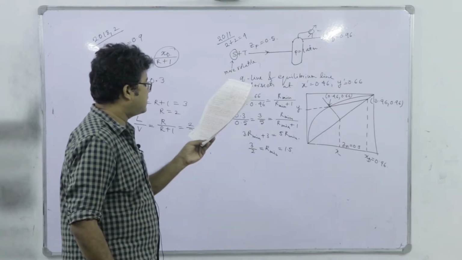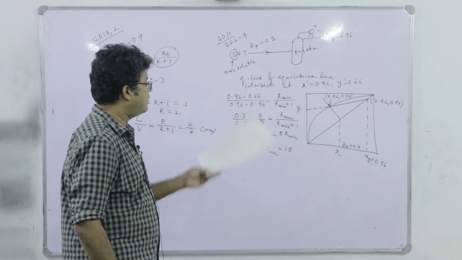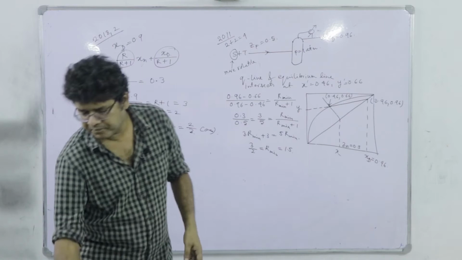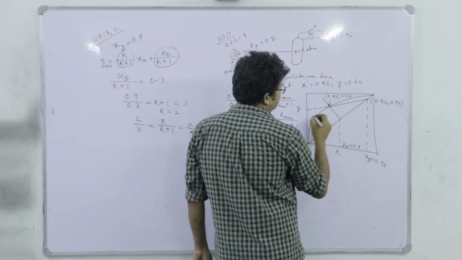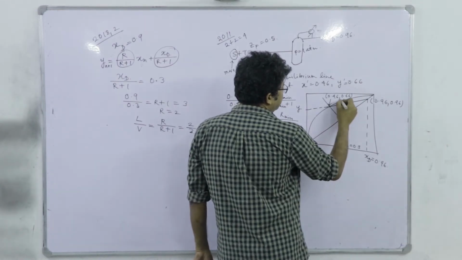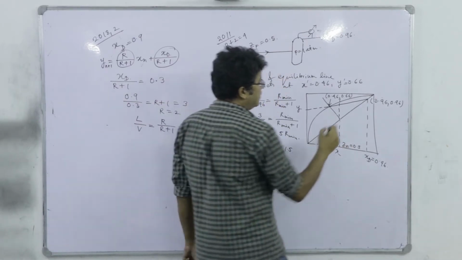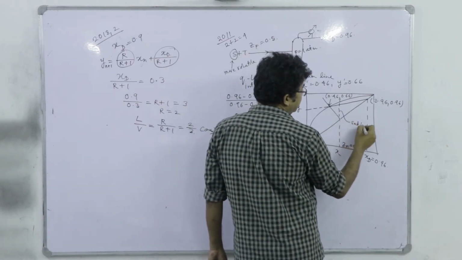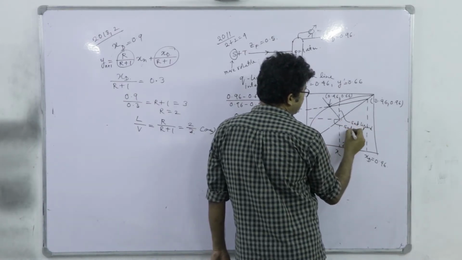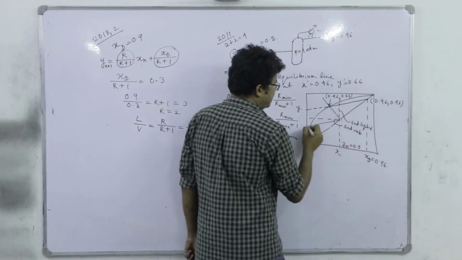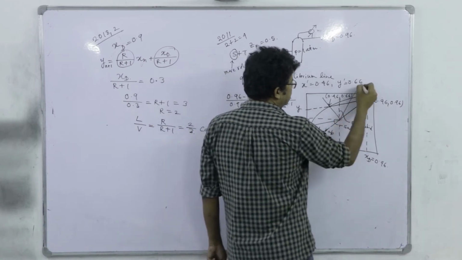Now the next question: the feed is at its dew point, at bubble point, superheated vapor, or partial vapor. So what will be the cases? If the Q line is a vertical line, it can happen when Q equal to 1, so it is saturated liquid. This is saturated vapor, this is superheated vapor, and this is subcooled liquid.